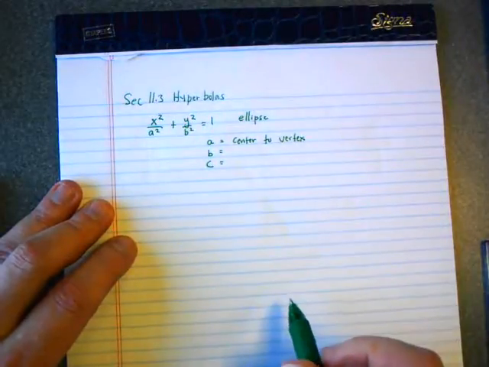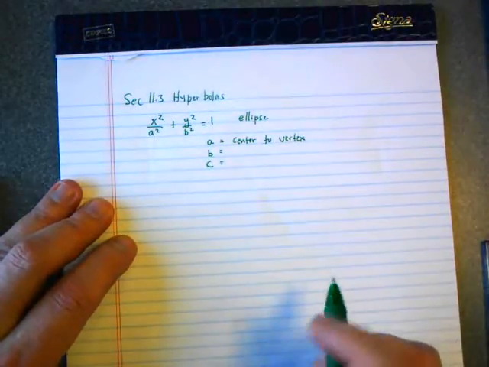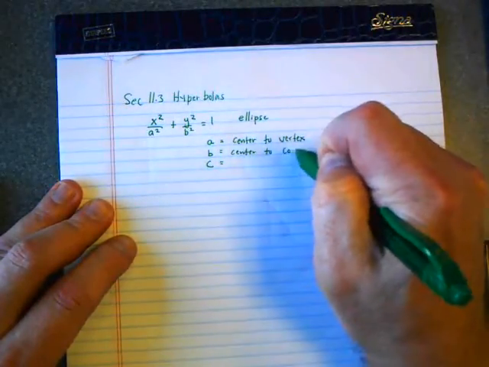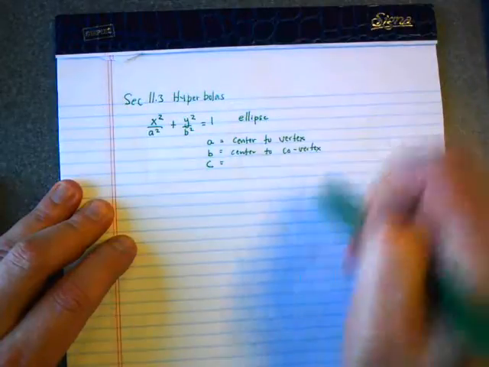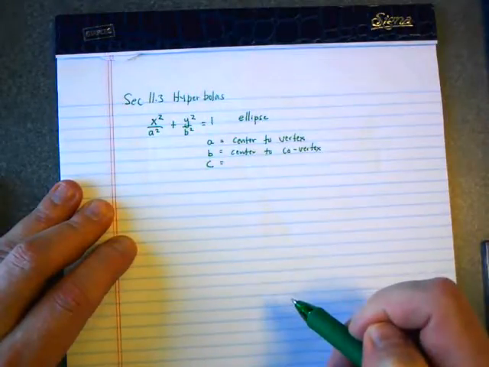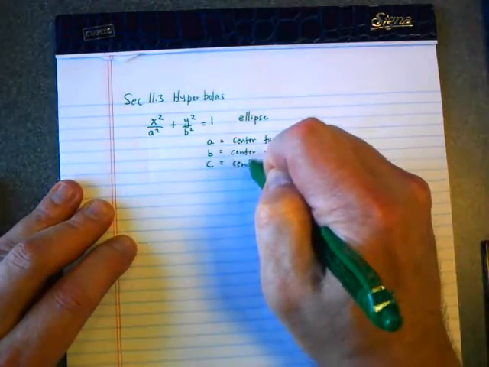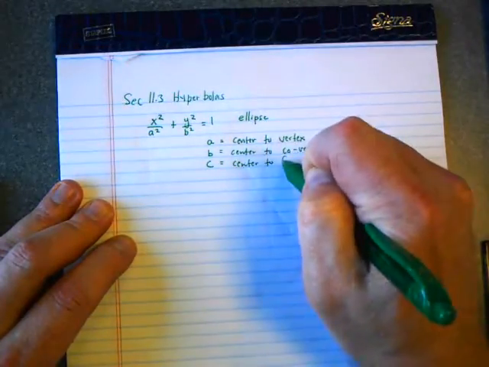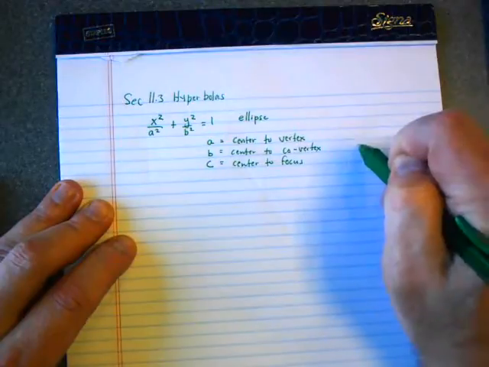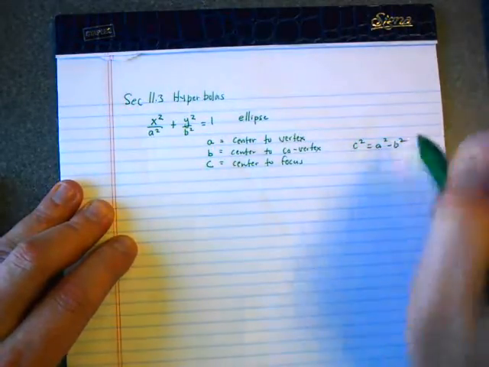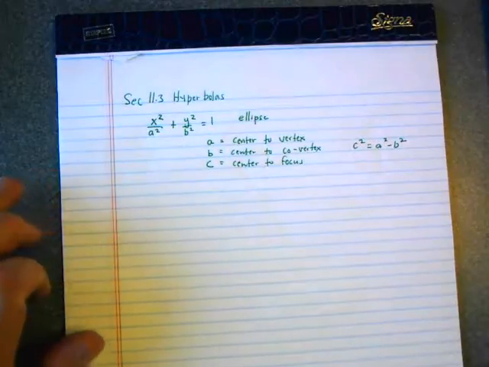How about B? Center to covertex. And C? Center to focus. And we had a little formula: C squared equals A squared minus B squared.